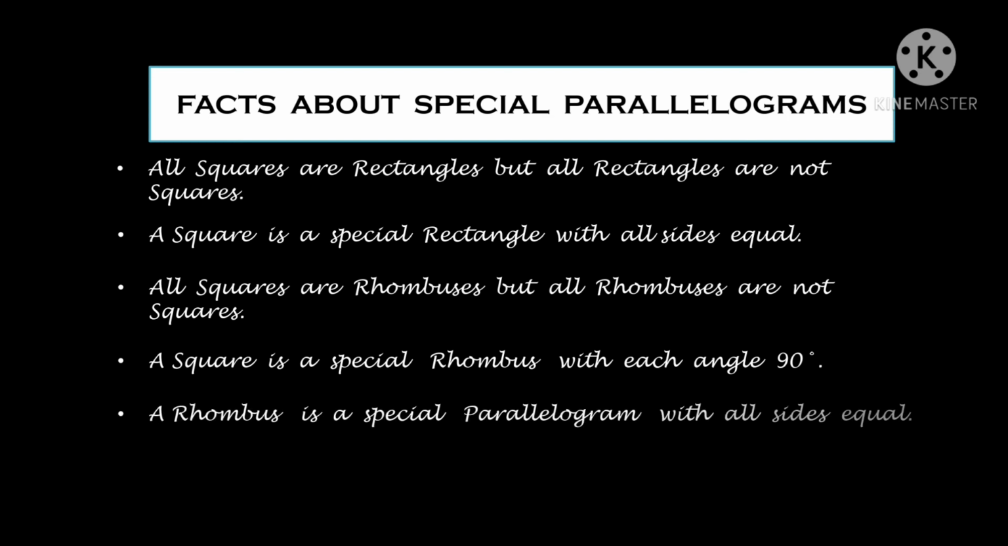And a rhombus is a special parallelogram. A rhombus is a special parallelogram with all the sides equal. So a rhombus can be called a special parallelogram with all sides equal. So let's see the whole discussion.